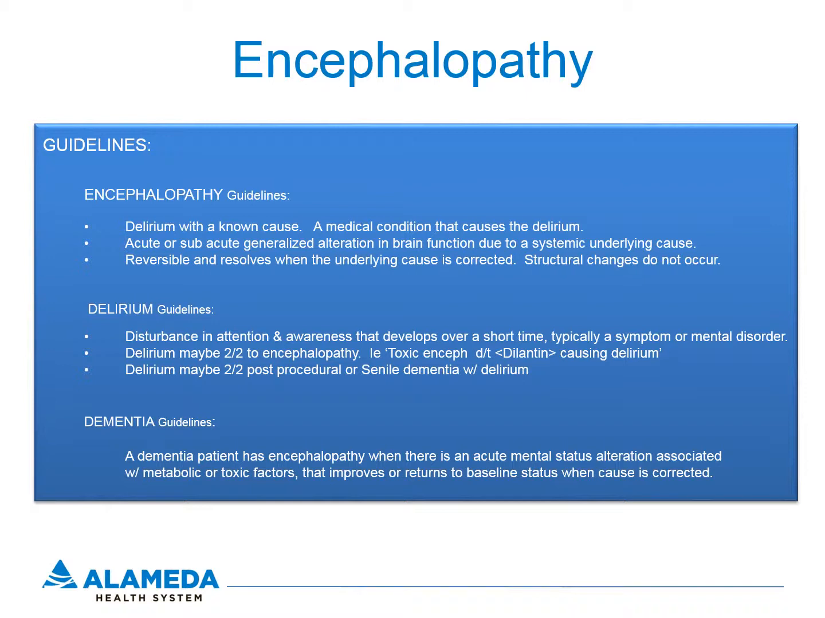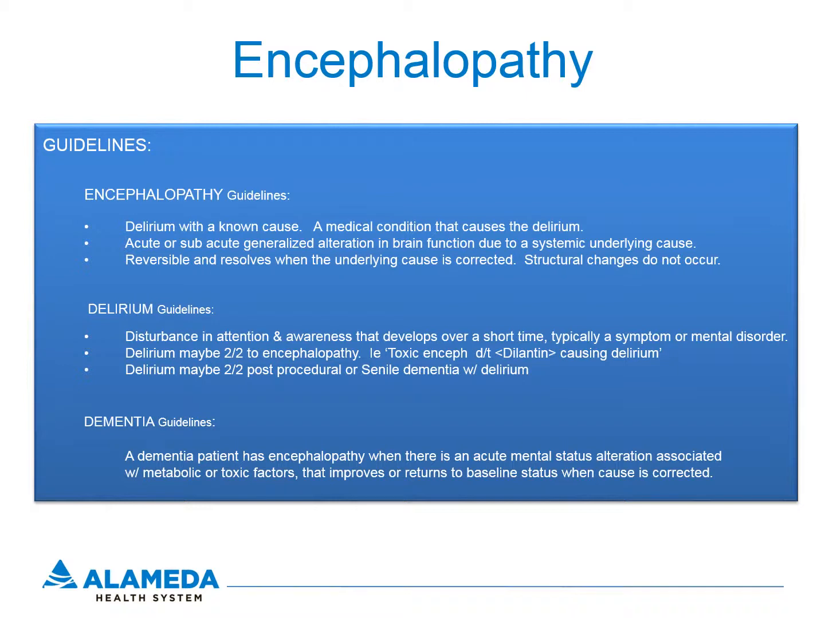So delirium is really a disturbance, kind of a symptom, right? It's a disturbance in attention and awareness that develops over a short period of time, typically a symptom of a mental disorder. Delirium is secondary to encephalopathy, the etiology of the encephalopathy. So it's a symptom that's associated with the underlying cause. Perhaps you could document something like toxic encephalopathy due to Dilantin causing the delirium. Delirium also can be secondary to a post-procedural state or senile dementia with delirium.